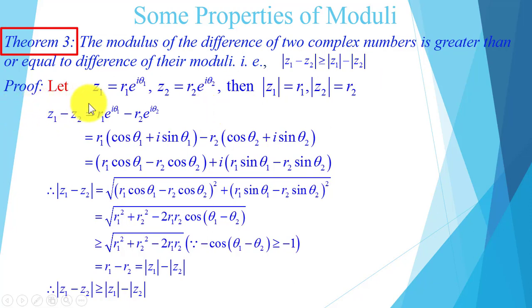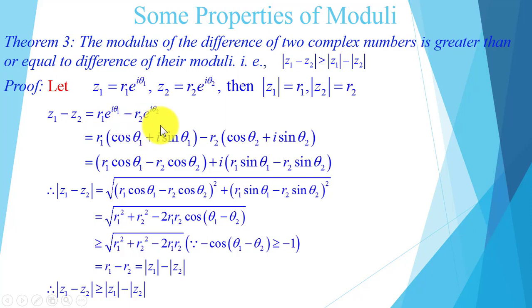Proof. Let z1 is equal to r1 e raised to the power i theta 1, z2 is equal to r2 e raised to the power i theta 2, then modulus z1 is equal to r1, modulus z2 is equal to r2. Here theta 1 and theta 2 are arguments of z1 and z2 respectively.